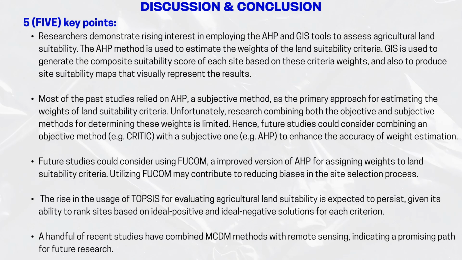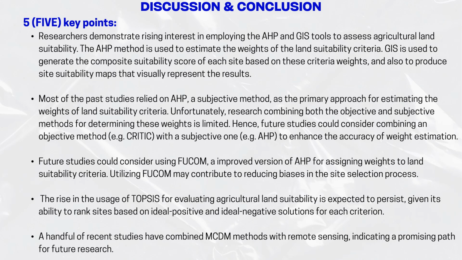And thirdly, based on the keyword analysis, we believe future research might also investigate alternative MCDM methods like FUCOM for assigning weights to land suitability criteria. Using FUCOM, which is an advanced version of the AHP method, could help reduce bias in the site selection process. Fourth, we also anticipate that the use of TOPSIS for evaluating agricultural land suitability is likely to continue growing due to its ability to rank sites based on ideal positive and ideal negative solutions for each criterion.